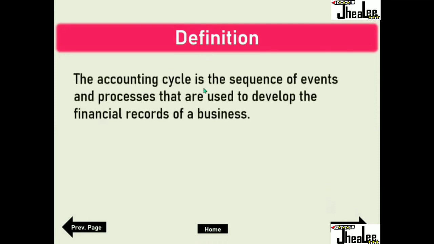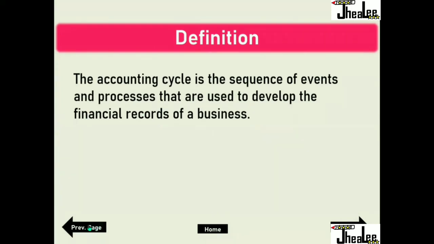A business prepares financial statements at the end of each financial year so that the users of accounting information can access it to make better financial decisions. There is a process that is undertaken in order to complete financial statements, and this is known as the accounting cycle. So therefore, a definition of accounting cycle is the sequence of events and processes that are used to develop the financial records of a business.